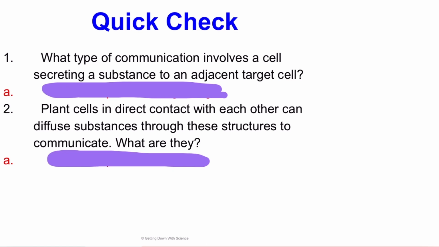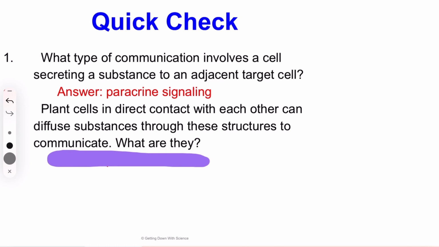So let's take a moment to quickly review these types of transport and signaling. So go ahead and pause this, get your answers, come back, and we'll see if you're right. So number one, what type of communication involves a cell secreting a substance to an adjacent target cell? Well, it's going to be paracrine signaling. So specifically, it's going to be local signaling.